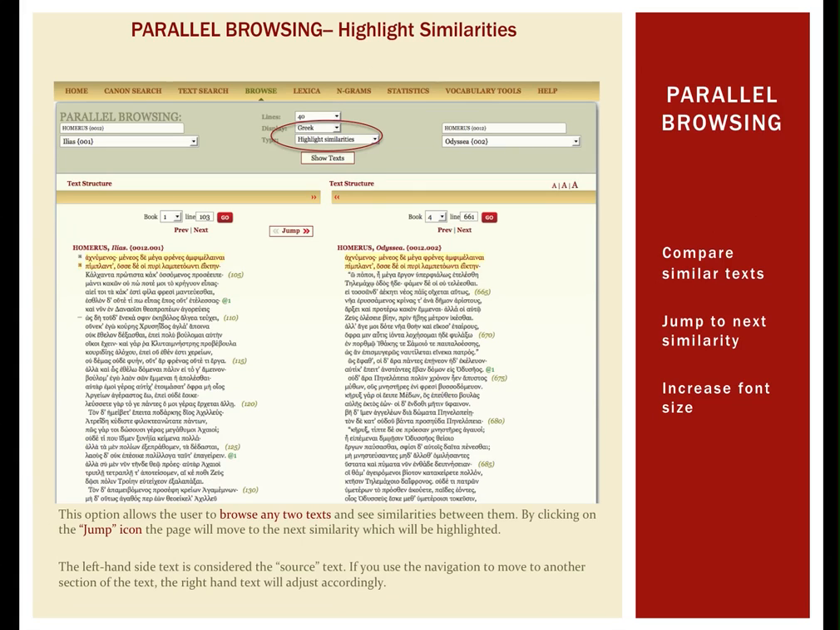Parallel browsing highlights similarities. This option allows the user to browse any two texts and see similarities between them. By clicking on the jump icon, the page will move to the next similarity, which will be highlighted. The left-hand side text is considered the source text. If you use the navigation to move to another section of the text, the right-hand text will adjust accordingly.